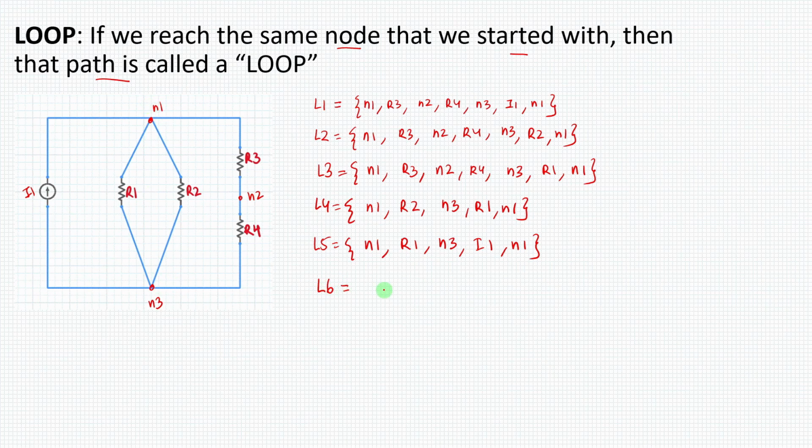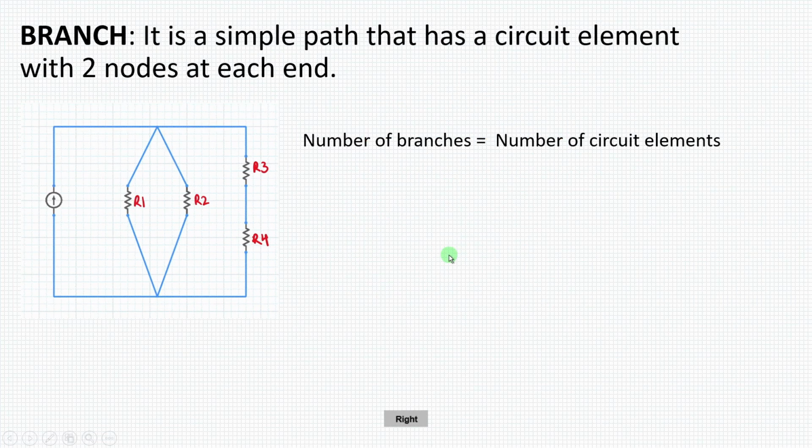And finally, let us conclude this by doing one more loop. That will be N1, R2, N3, I1, and N1. In this case, I am going through R2. So initially I had taken this path here like this. That is a loop. The second path is also a loop, which I am moving like this. Okay, so I hope you understood the definition of loop very clearly. Let's move to the next topic now. The next topic is something called a branch.